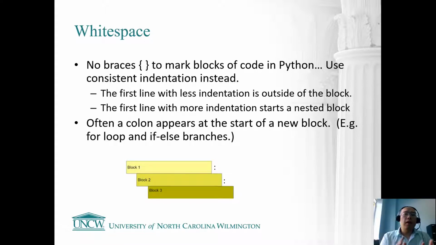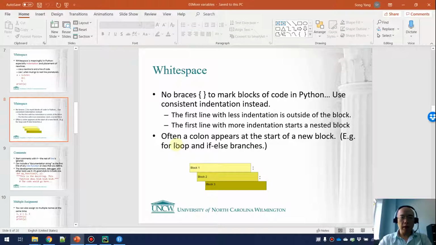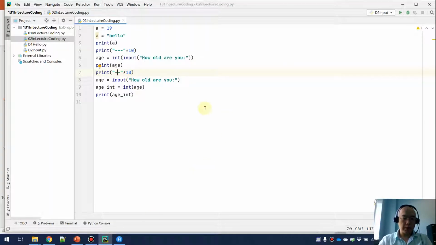When you start a new code block inside block 1, block 2 has to be indented. And later, if under code block 2 we have to start a new code block 3, then code block 3 will be further indented. Okay, we don't know if and else yet, but let me show you a short piece of code.